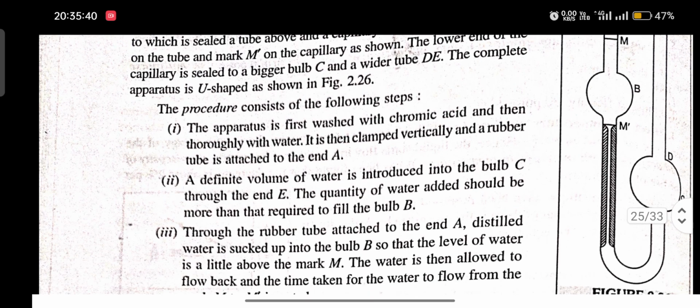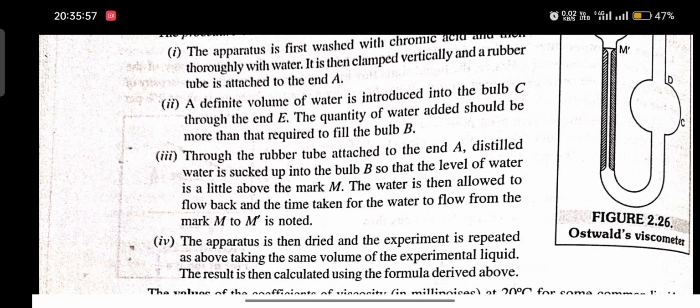The procedure consists of the following steps. The apparatus is first washed with chromic acid and then thoroughly with water. It is then clamped vertically and a rubber tube is attached to the end A. A definite volume of water is introduced into the bulb C through the end E. The quantity of water added should be more than that required to fill the bulb B, through the rubber tube attached to the end A.